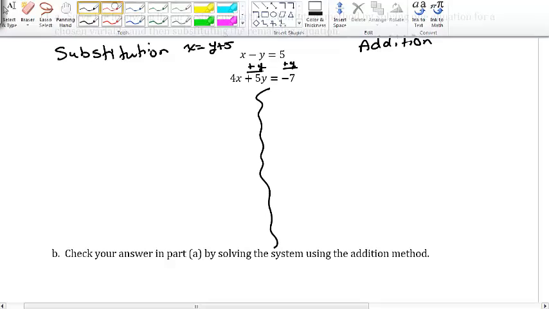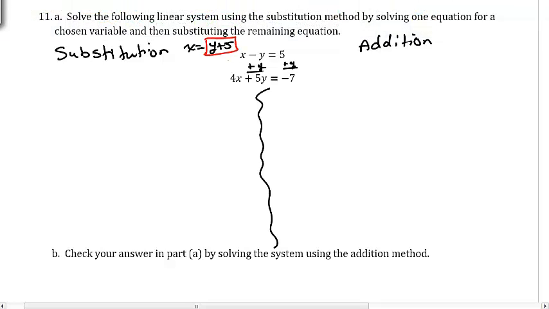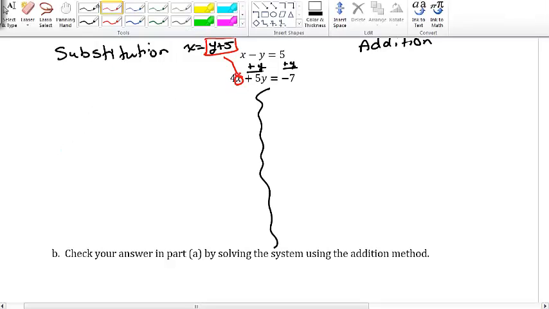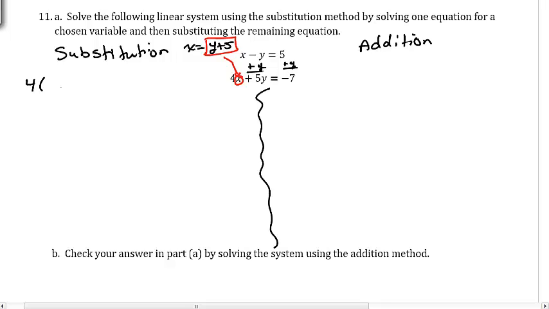So now we're going to take y plus 5, and we're going to put that in where the x is in this equation. So we're going to take this red rectangle and replace this x that has a circle around it. So that would be 4 times the quantity, and we're going to replace this empty set of parentheses with the y plus 5, and then plus 5y equals negative 7.